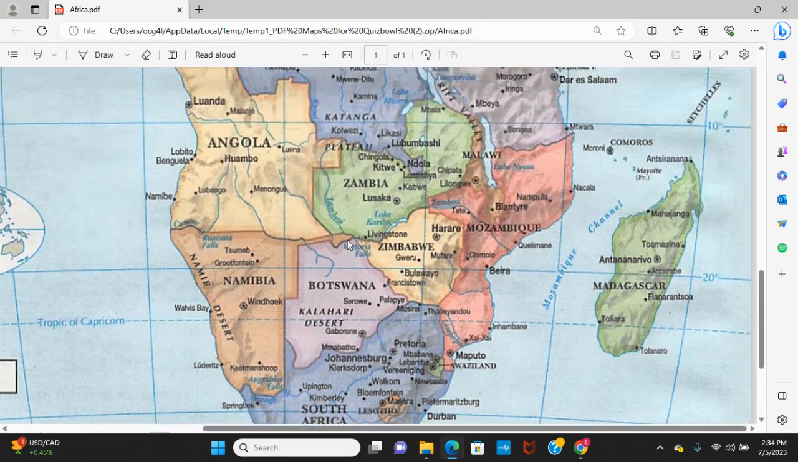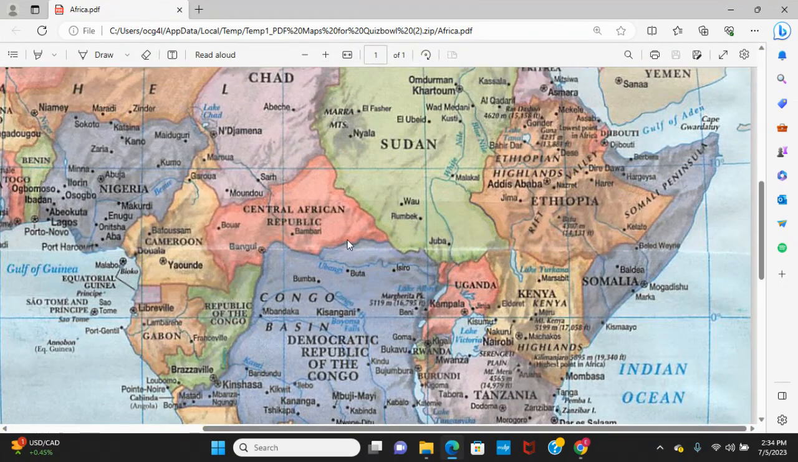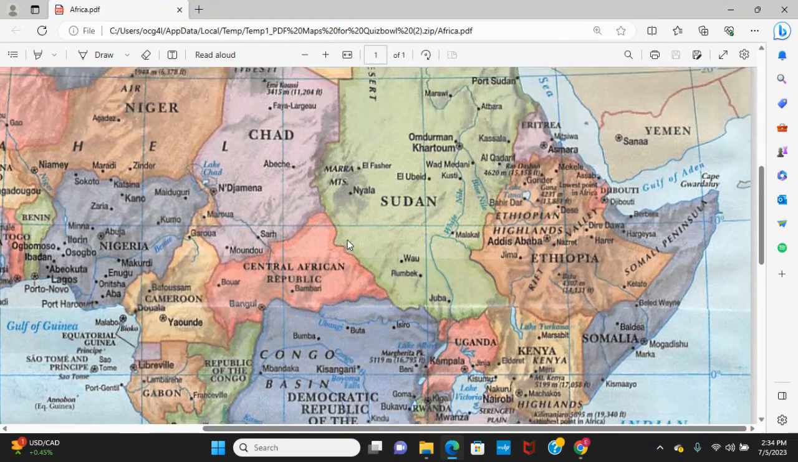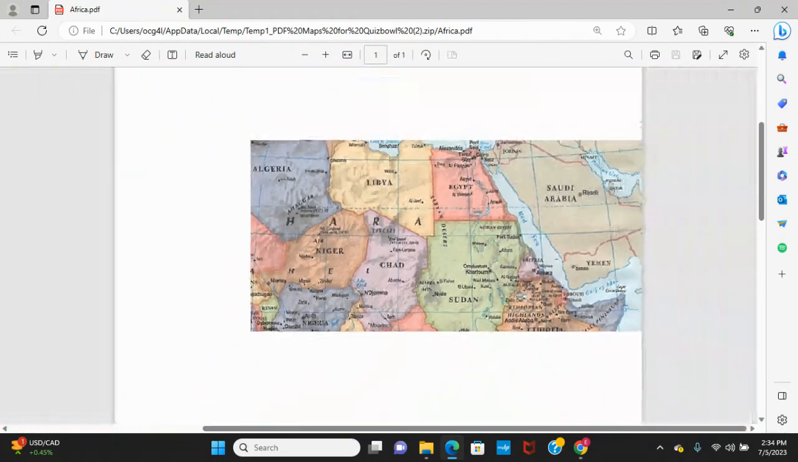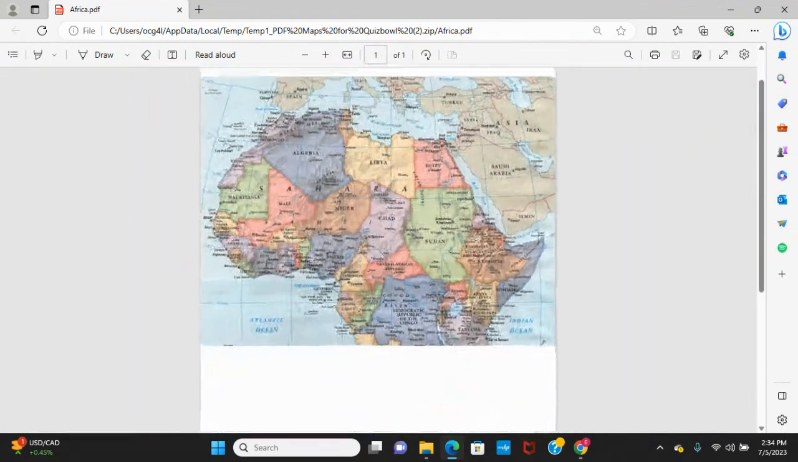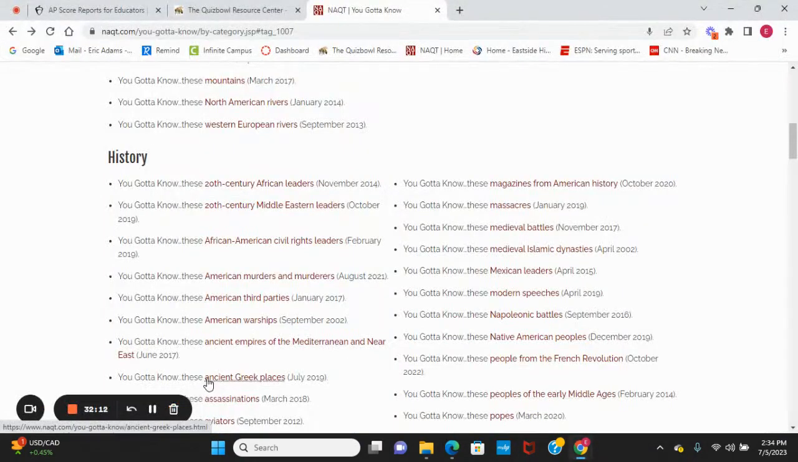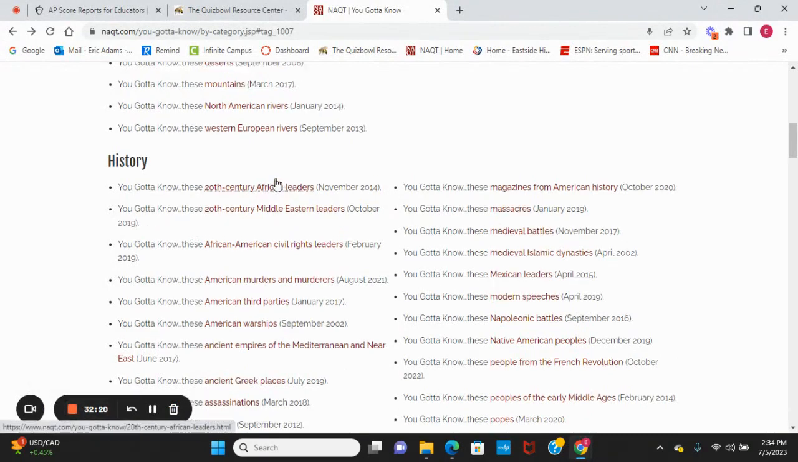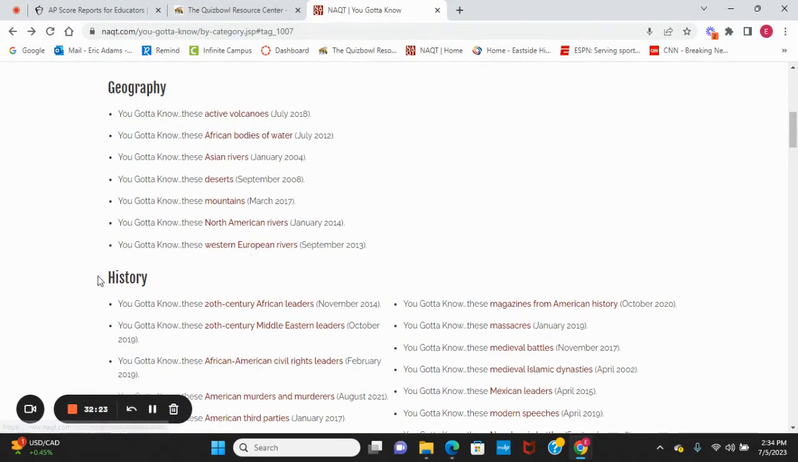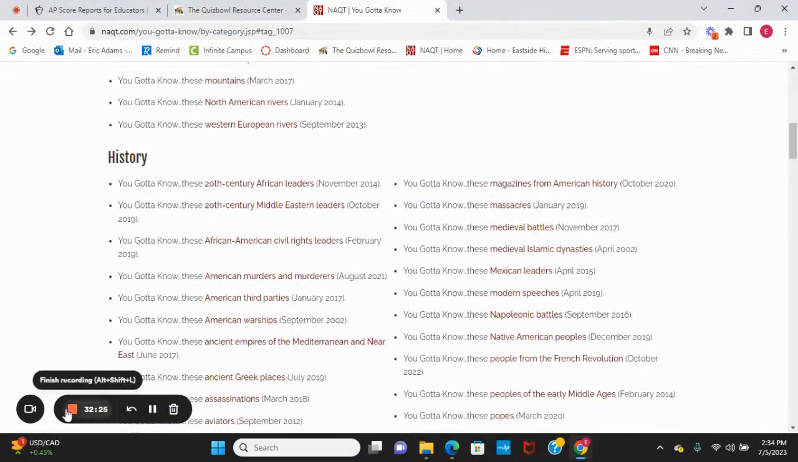But there it is. Africa, I did not go over it in its completeness, but hopefully enough to where you're a little bit more familiar with the continent. Make yourself some flashcards. At a minimum, learn the countries' capitals, and it will be of great benefit. So let's see how long this was. 30 minutes. You can replay it on double time, 15 minutes, and it's a good African review. So you've got to know these African leaders of the 20th century. You've got to know these African bodies of water. So hopefully you go and do that. Good luck. Keep studying.